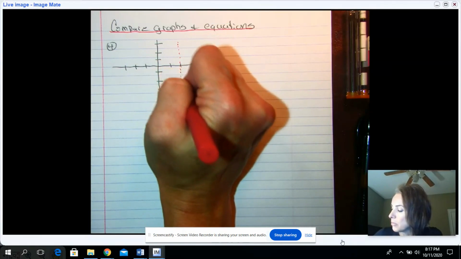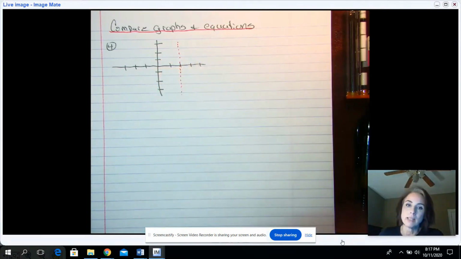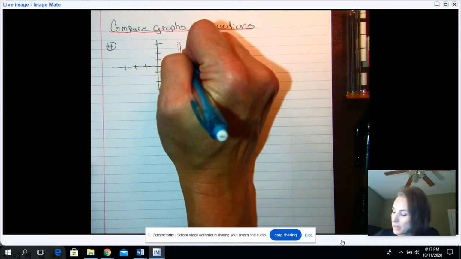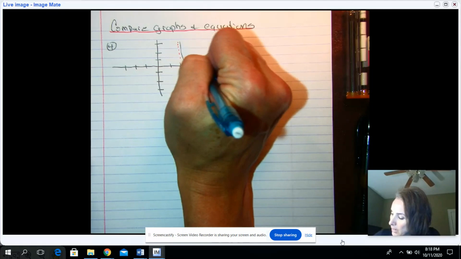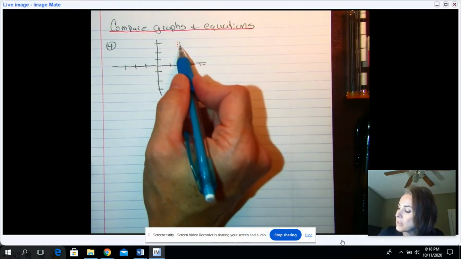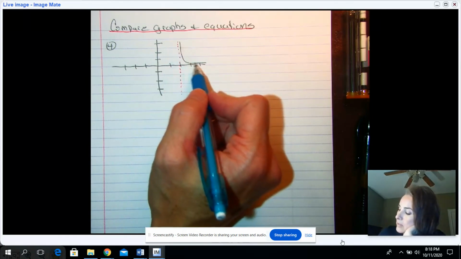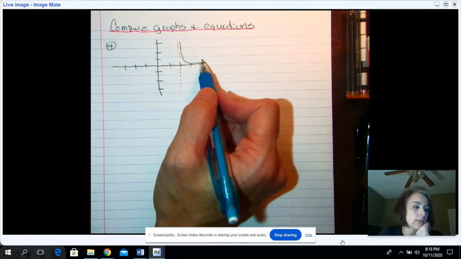Draw a dotted line right here, because that's going to be an asymptote, and our graph is not going to cross that line. It's called an asymptote, and we'll get into that a little bit more later on. But you're going to have what I call a butterfly. So you're going to have a line that looks like this. It's going to get really, really close to 2, but it'll never touch it. And then this line will get really, really close to 0, but it'll never touch it.